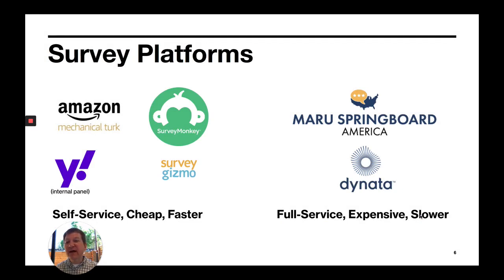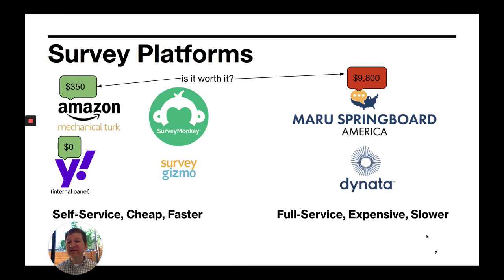And there are a lot of different platforms that you can use to deploy the surveys. You could put things out to Mechanical Turk or SurveyMonkey or internal panels that you might have. Or you might use more full service platforms such as Maru or Dynata to get you representative samples of people. And there are pros and cons to each of these methods. For example, something to an internal panel might be free, a study to Mechanical Turk might be a few $100s, and something to one of these professional research firms might cost you almost $10,000.